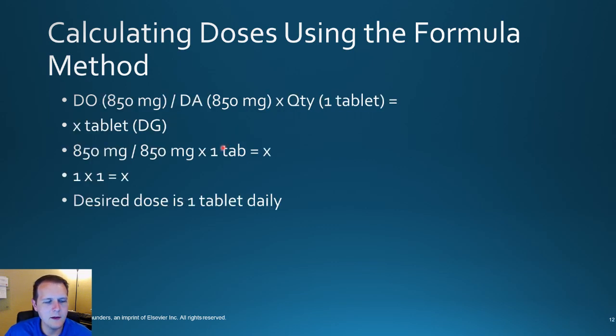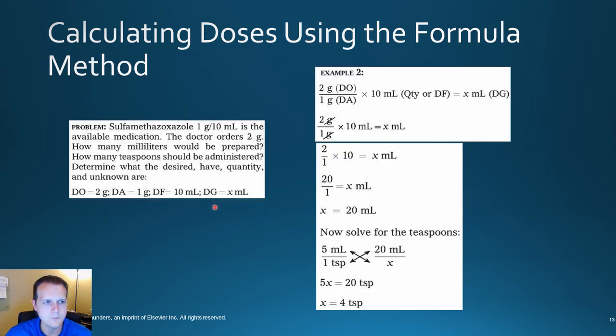So setting this up in the equation, our dose ordered of 850 milligrams over our dose available of 850 milligrams, times our quantity of 1 tablet, equals X tablet. And again, 850 divided by 850 is 1. So you have 1 times 1 equals X. In this case, 1 tablet. So the desired dose would still be 1 tablet daily. Just another way to rearrange the equation to give us the same answer essentially.